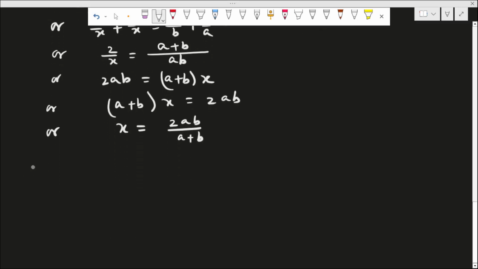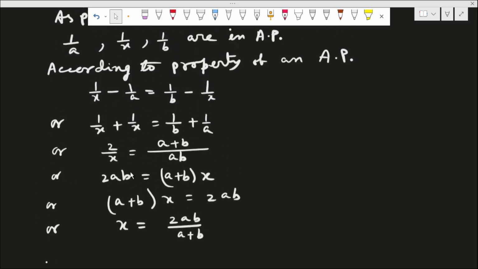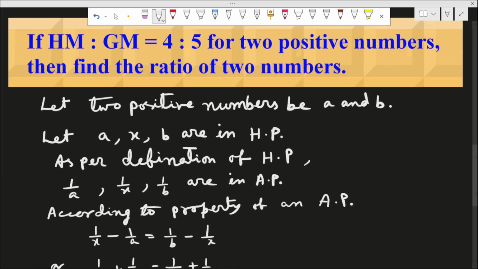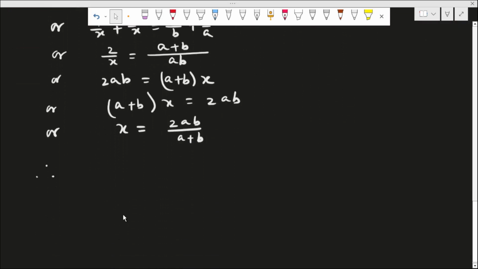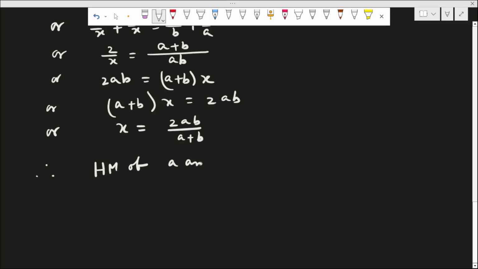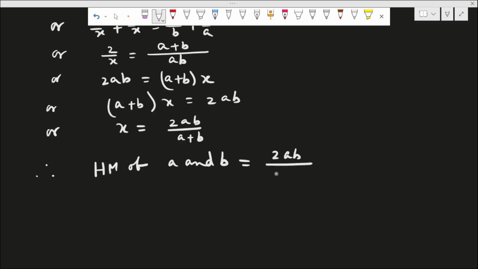So as per definition, what is X? A, X, B are in HP, so X is HM. Therefore, HM of two positive numbers A and B is equal to 2AB by A plus B.